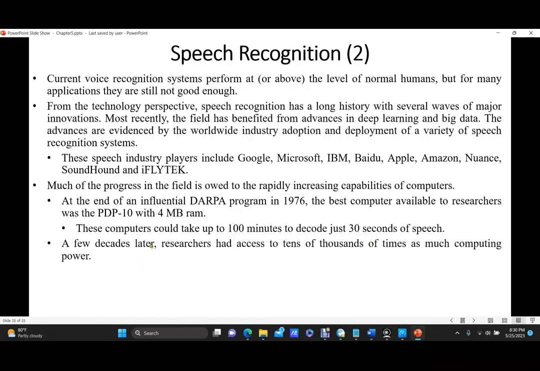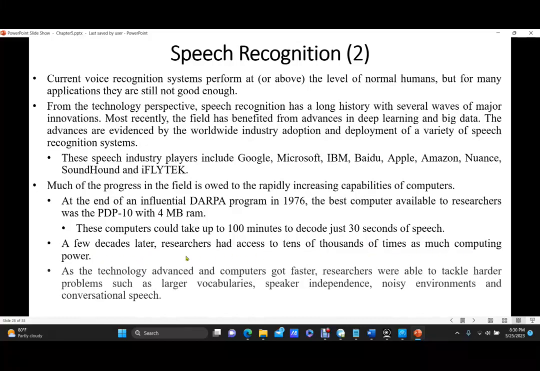A few decades later, researchers had access to tens of thousands of times as much computing power. As the technology advanced, computers got faster and storage got bigger. Researchers were able to tackle harder problems: larger vocabulary, speaker independence, noisy environments, conversational speech.